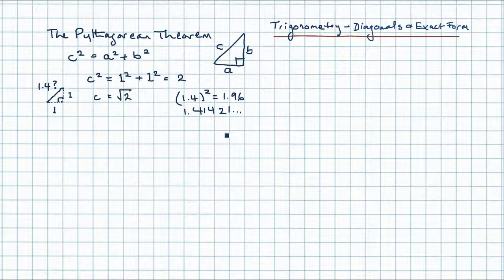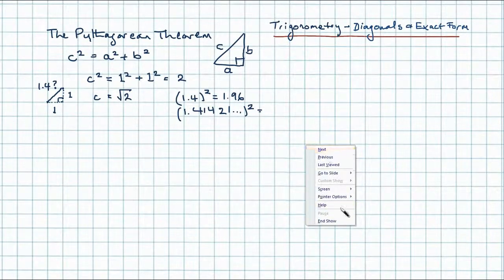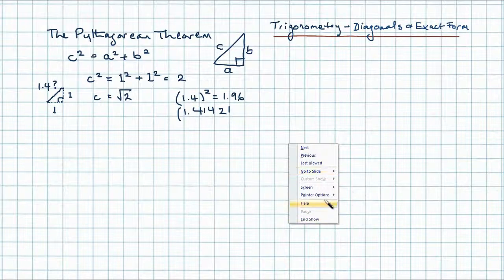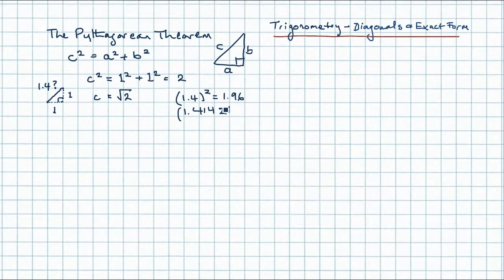So how accurate is that answer? Well, if I type in 1.41421 and square that, what do I get? I need to remove those dots. Let's have another go. There we go. 1.41421 squared equals 1.9999. So we're still not getting to 2.